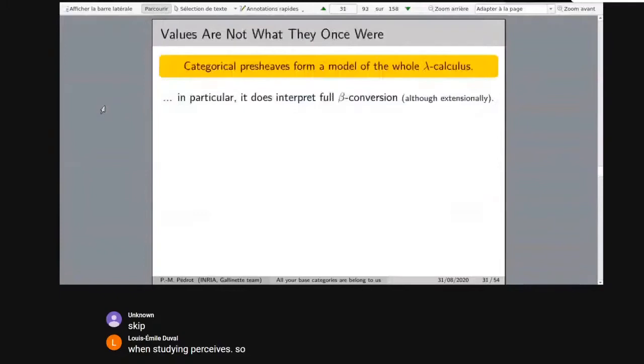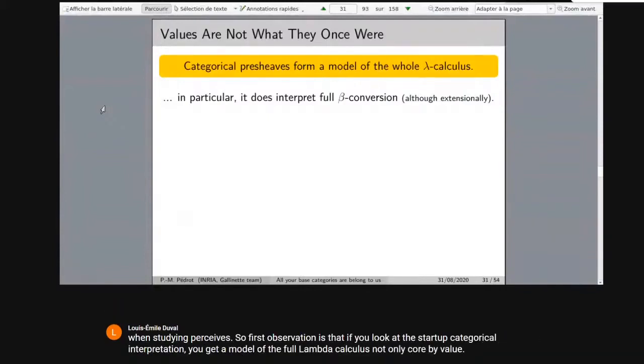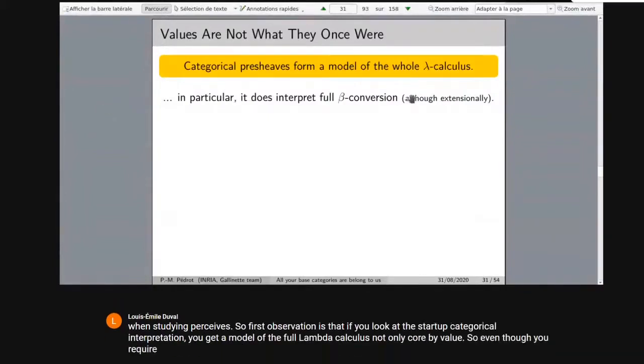So the first observation is that if you look at the standard categorical presheaves interpretation, you get a model of the full lambda calculus, not only call by value. So even though you require extensional principles, you do have beta conversion unrestricted.